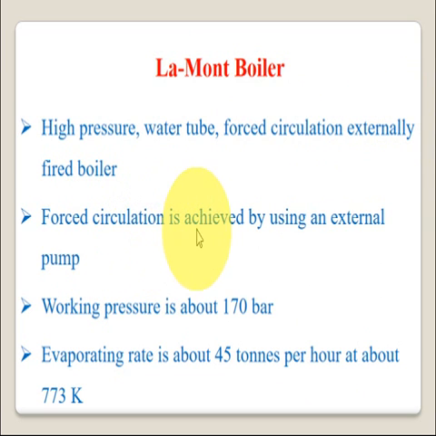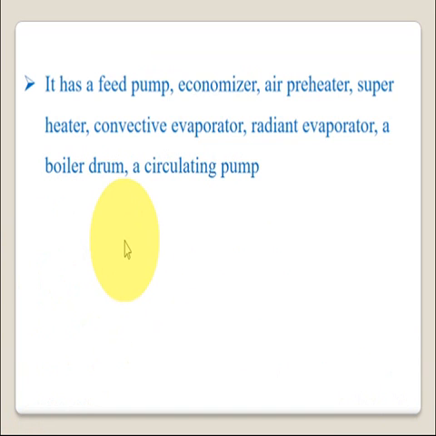and forced circulation is achieved by using external pumps, and the working pressure in Lamont boiler is around 170 bar, and the steam generation rate, evaporating rate in Lamont boiler is about 45 tons per hour at 773 Kelvin. It has various components like feed pump, economizer, air preheater, superheater, convective evaporator, radiant evaporator, a boiler drum, a circulating pump.